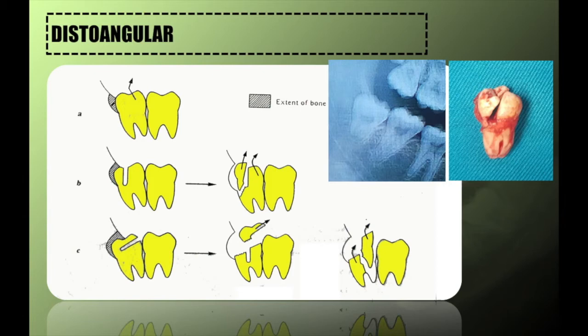If both space and root number and morphology would be an issue, initially creating a space on the coronal aspect of the tooth, then sectioning of the tooth roots could also be done.